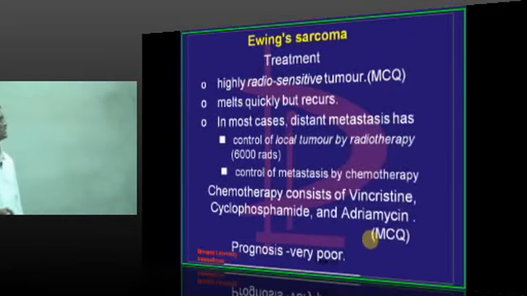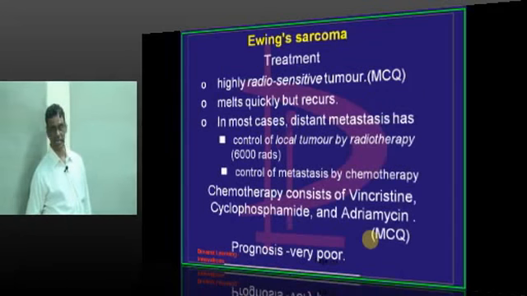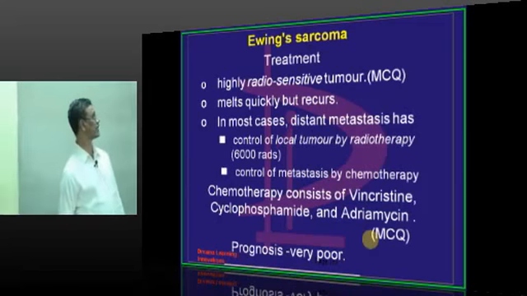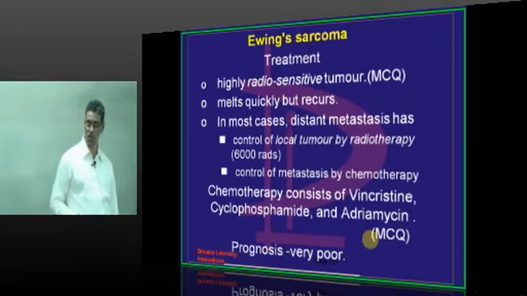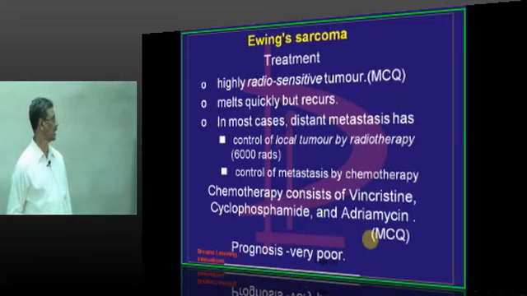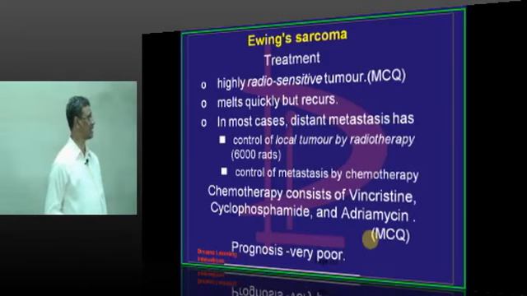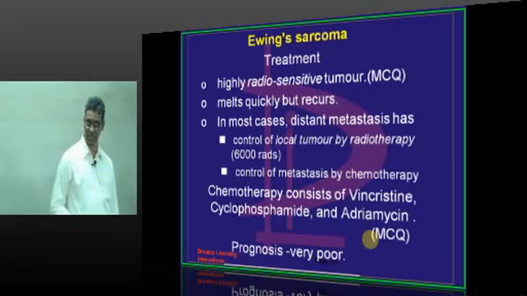Treatment: highly radiosensitive, it quickly melts but recurs. In most cases, distant metastasis is controlled by chemotherapy. Chemotherapy consists of vincristine, cyclophosphamide, adriamycin, etc. Prognosis is poor.